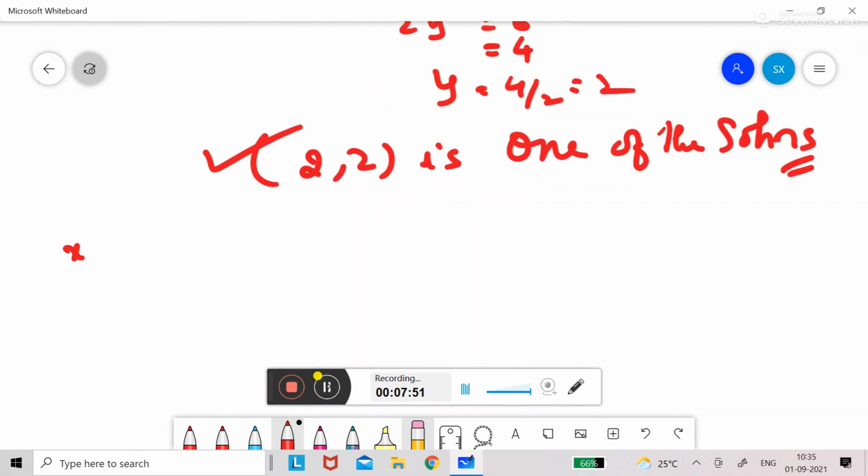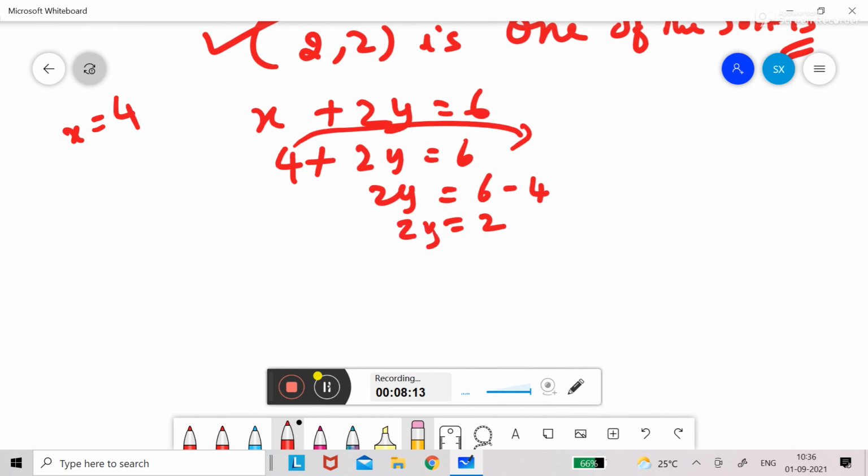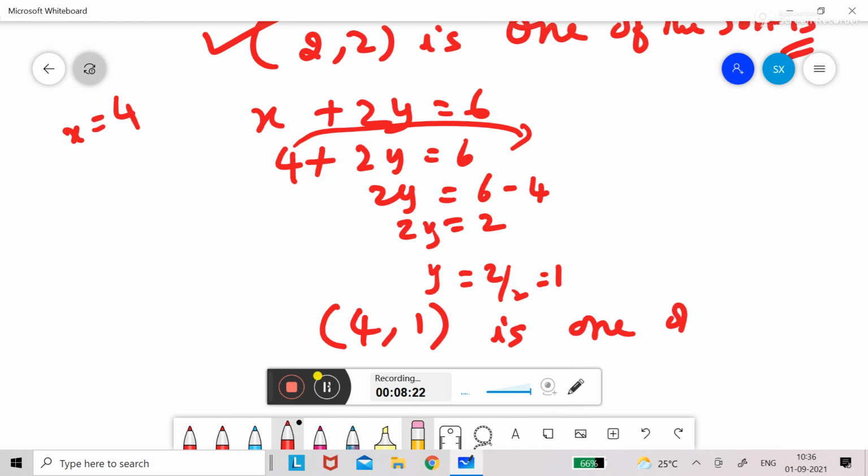Same way, x is equal to 3, if you put, you get some decimal. So let us put 4. x is equal to 4 in the same equation. Any number you can put and make equations. Okay, if x is equal to 4, 4 plus 2y is equal to 6. For 2y, what will happen? This 4 will come this side. 6 minus 4, what is the answer? 2. 2y is 2. What is y? 2 divided by 2 is 1. So what is my solution? (4, 1) in the graph is one of the solutions.